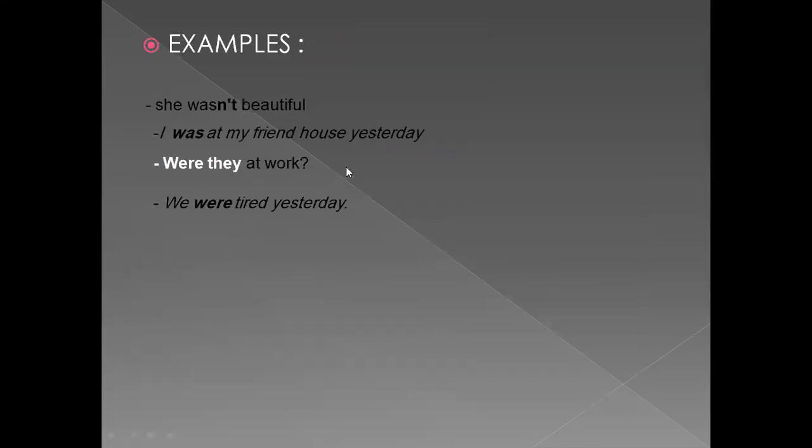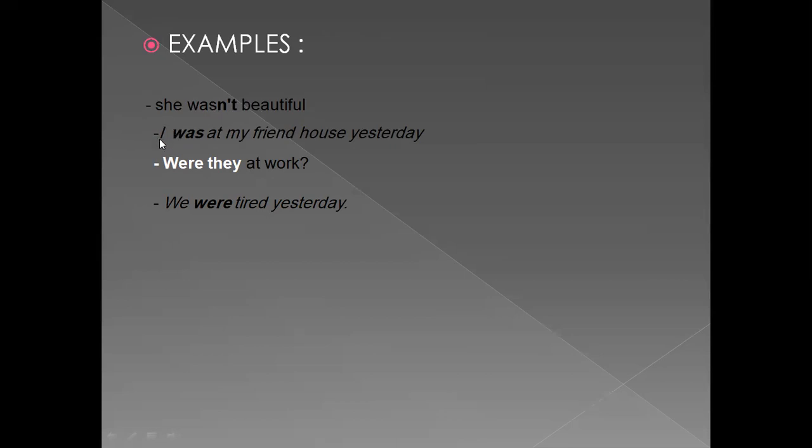Let's take a look at the examples. Here we have a negative sentence. It started with she, and she is a singular subject. Because of it, we use was. And because it's negative, we use not and it becomes wasn't. So, she wasn't beautiful.